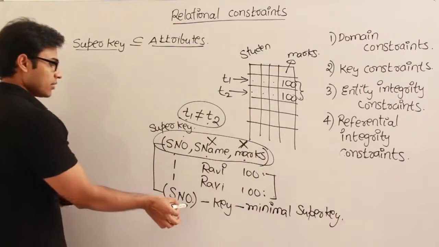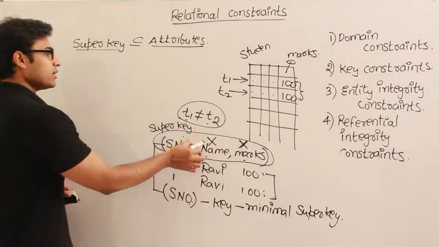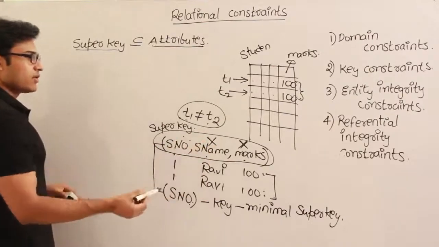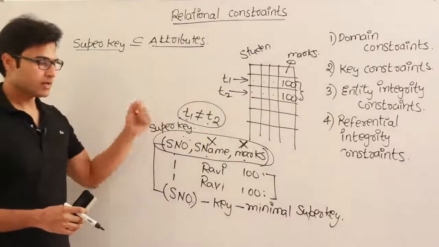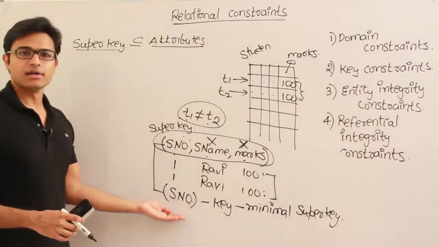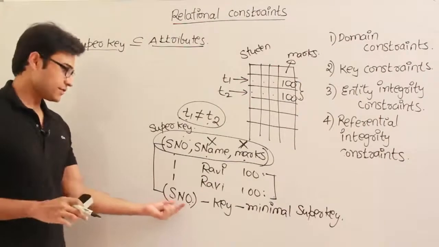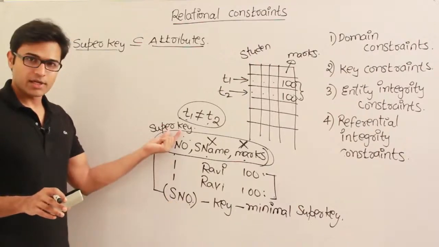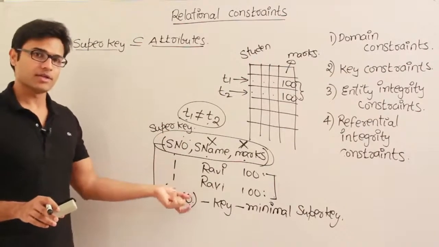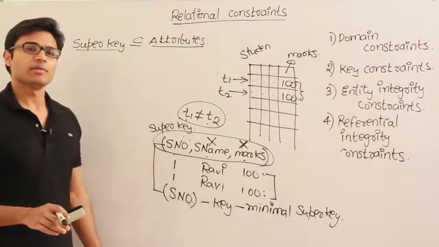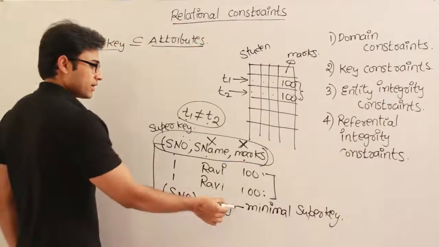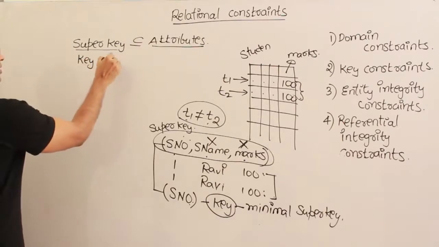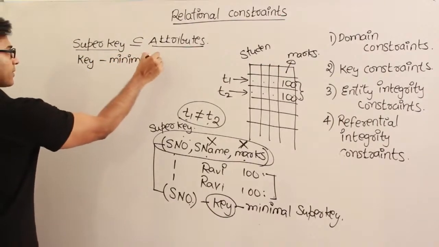What I mean by minimal super key is this: from the super key, if you delete every extra attribute which is not required in order to identify a tuple uniquely, then whatever result you get is called a key. And don't think that a key should always consist of only one attribute. That is not what I mean. Whatever result you get after deleting attributes from the super key is going to be the minimal super key. So a key is nothing but a minimal super key.